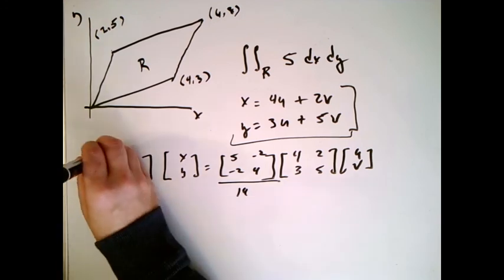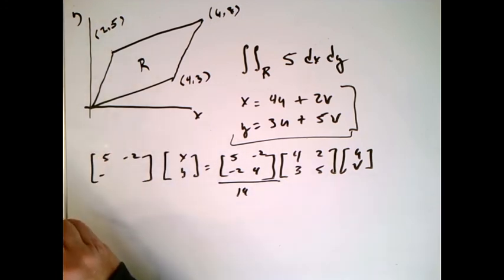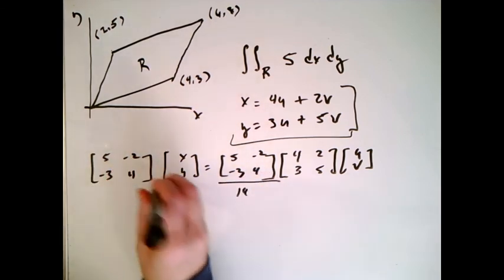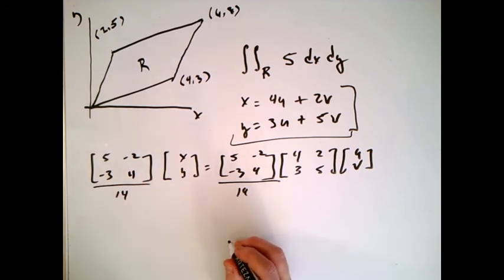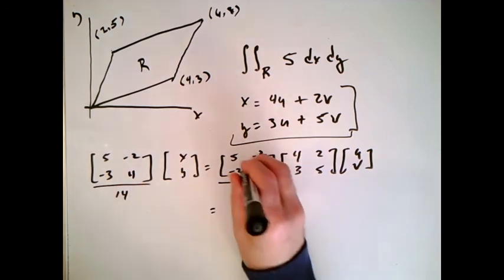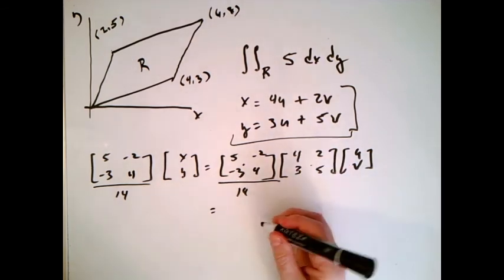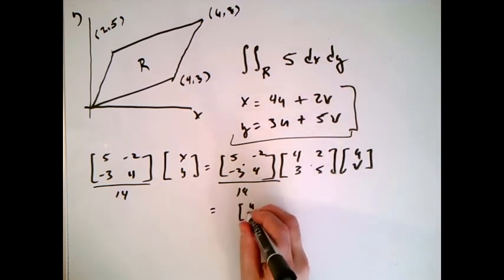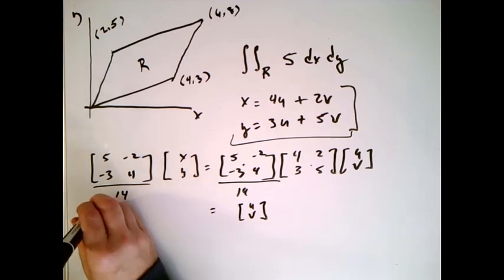So I get 5, minus 2, and that should be minus 3, I believe. Minus 3, 4, over 14, like this. And I'm just going to multiply everything out. This matrix and this matrix are inverses, which means when I multiply them together, I get the identity matrix. The identity matrix times any vector is just the vector. I'm very happy about that. And what I'm going to get is this thing over here.